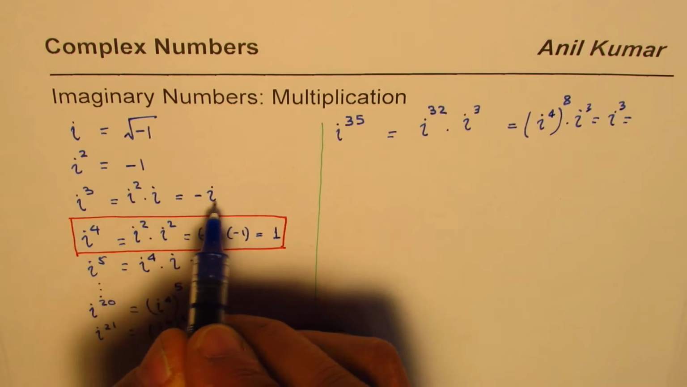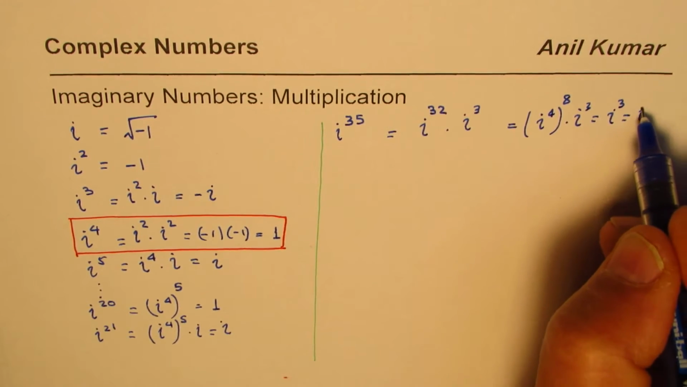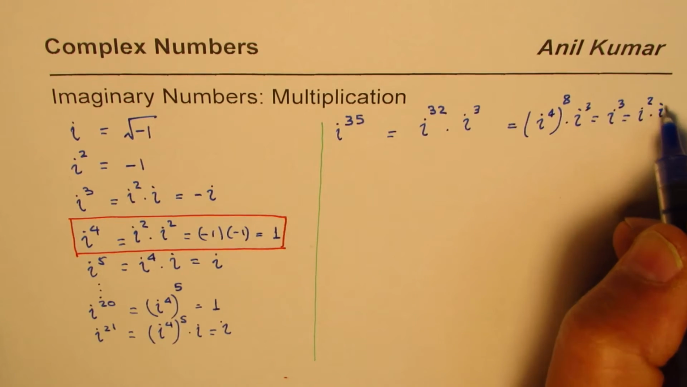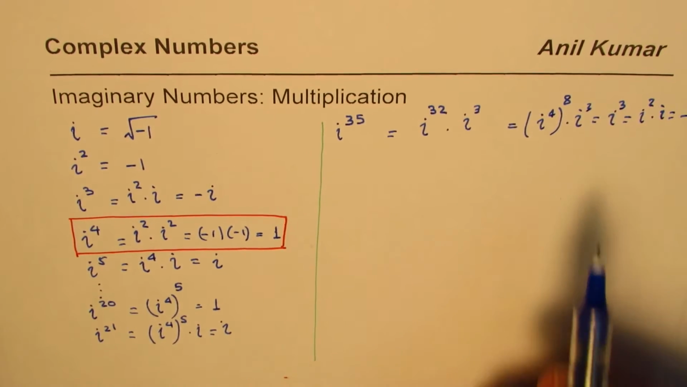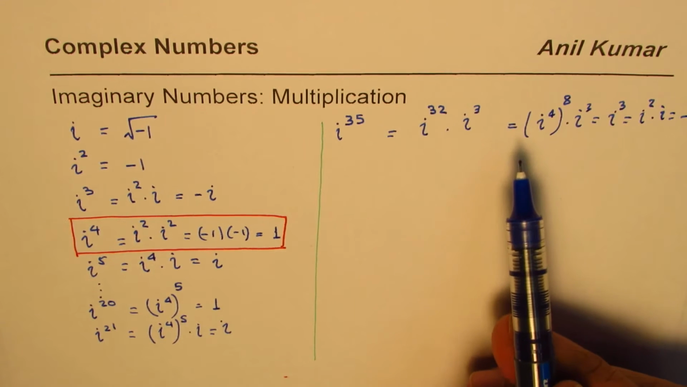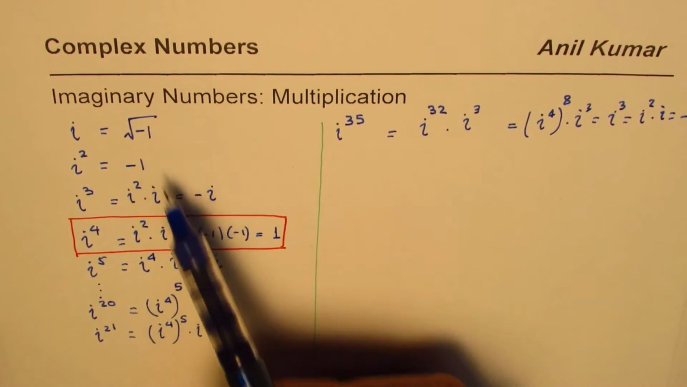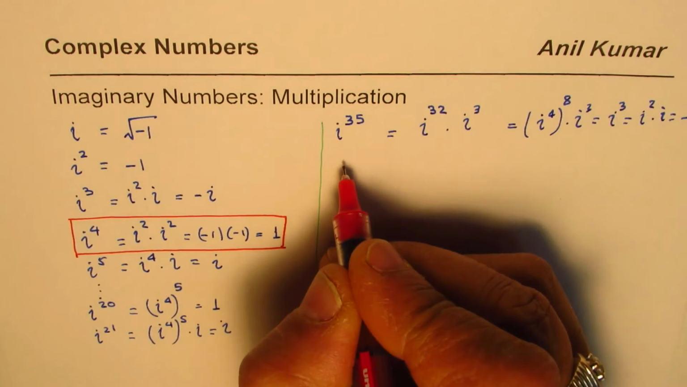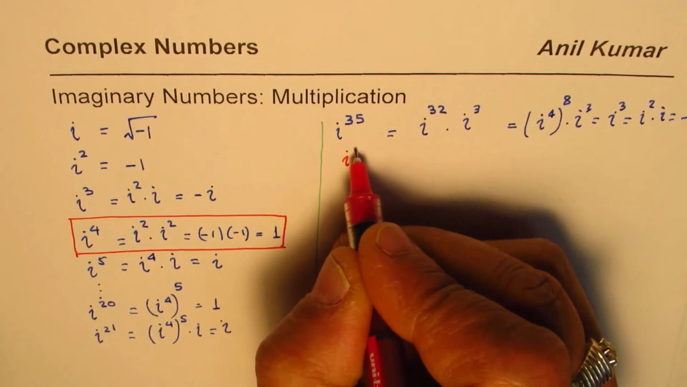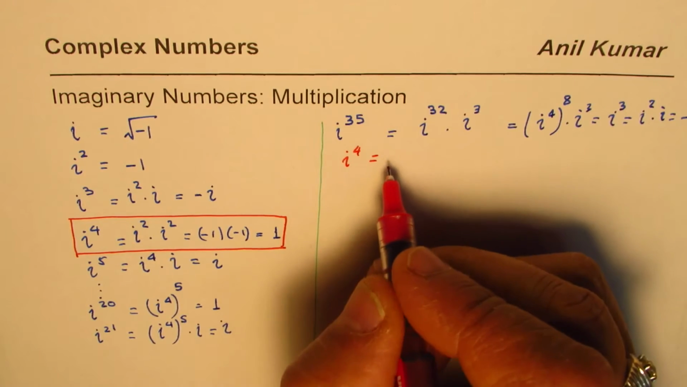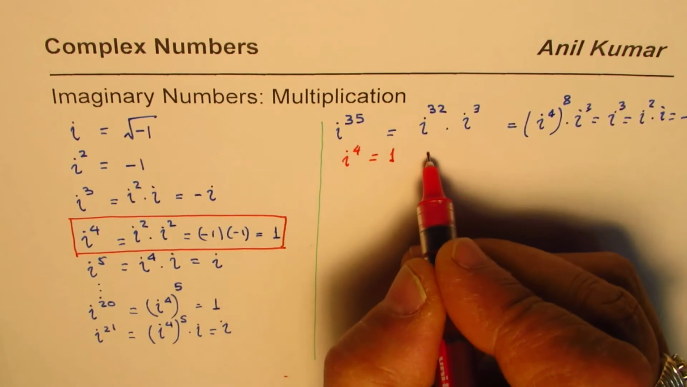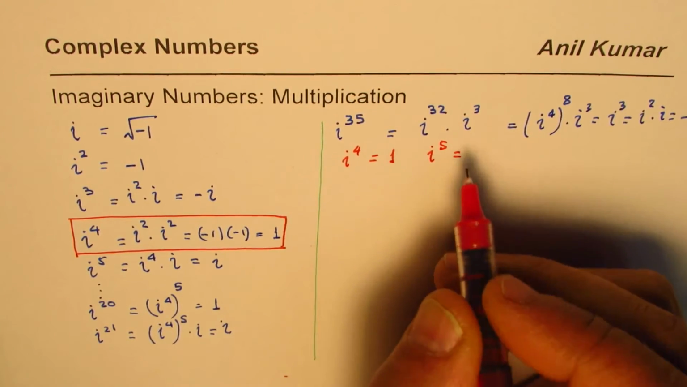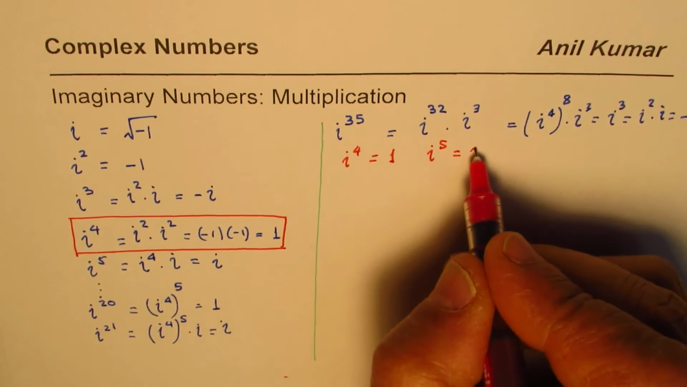So you could write minus i from here, or you could go one more step, i square times i, or minus i. Anyway, what we see here is that this pattern of i, which is that i to the power of 4 is equal to 1, right? i to the power of 5 we just saw is i.